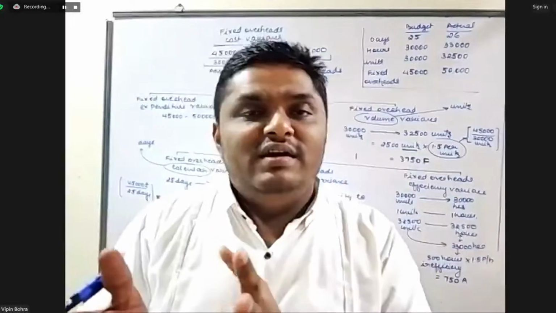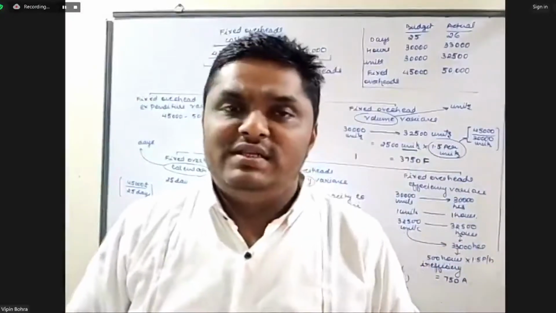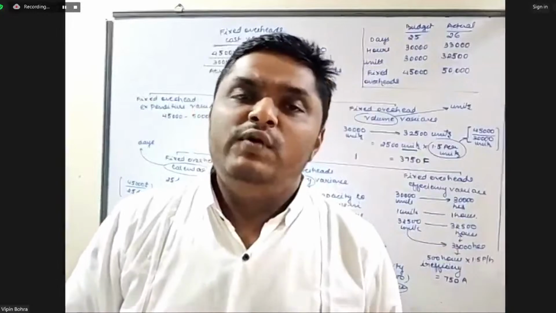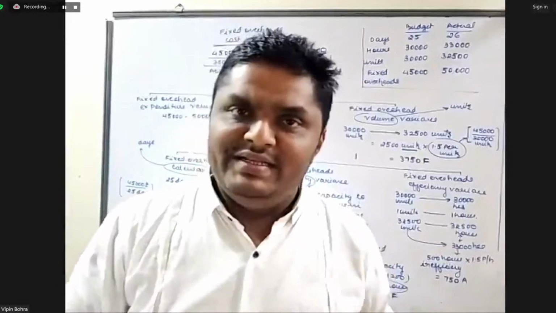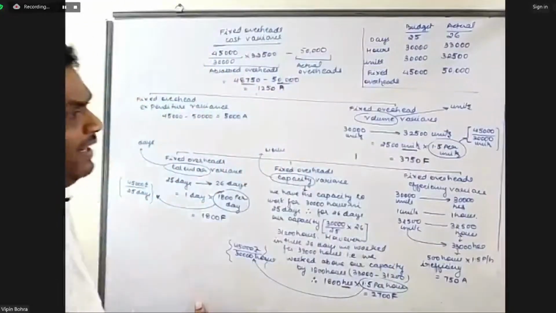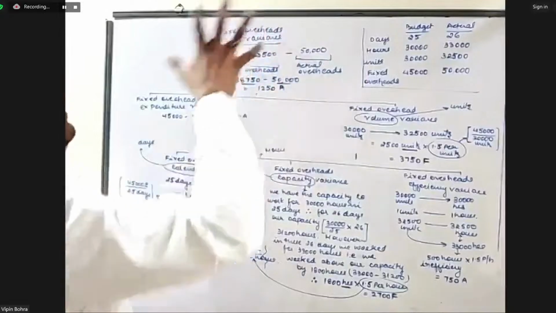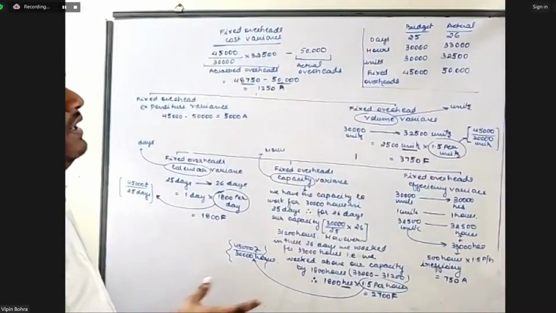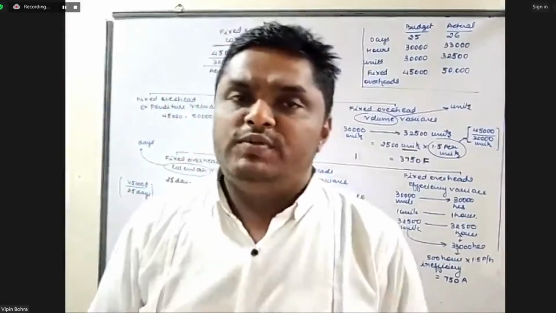So now, let's first refresh what we have discussed in this part. Then I'll give you time to post your queries and write this explanation. So right from the start, fixed overhead cost variance talks about under or over absorption of overhead.